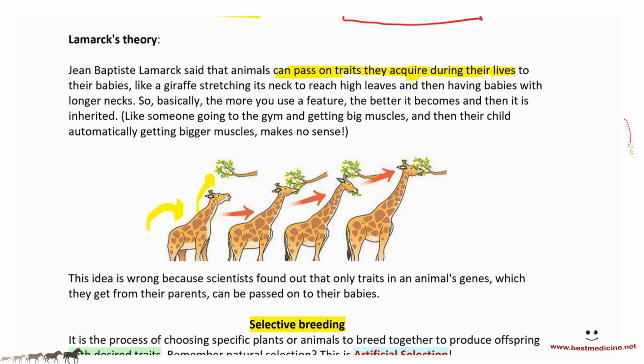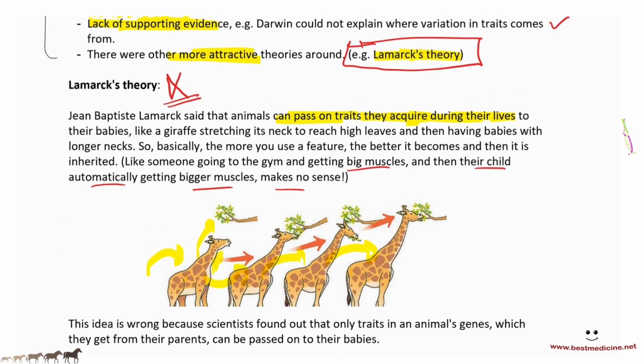So kind of like having giraffes, right? You have a giraffe and it's trying to reach for this tree, and then it works a little bit, right? Maybe it extends its neck a little bit, and then it has an offspring that has a longer neck, and then the other offspring has an even longer neck, and the other offspring has an even longer neck. Now that's problematic and it's completely wrong, okay? You have to understand that this is a wrong theory. This is not correct. Why? Because these traits that you acquire during your life are not inheritable, okay? Unless the mutation is in the germ cell, that is not inheritable. It's kind of like you go to the gym and get big muscles, right? If you get big muscles, it's not like your child is going to automatically have bigger muscles, right? It makes no sense. So Lamarck's theory was wrong, and this was rejected. Only traits that people get from their genes and that are inherited from their parents can be passed on to their babies.